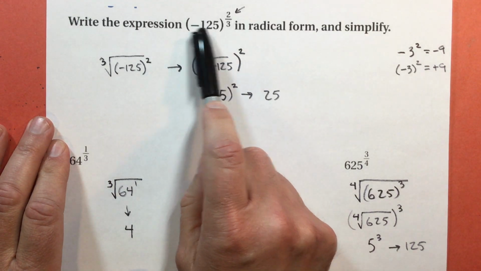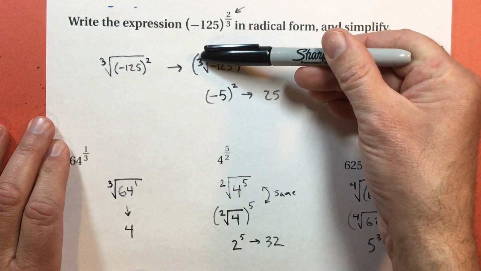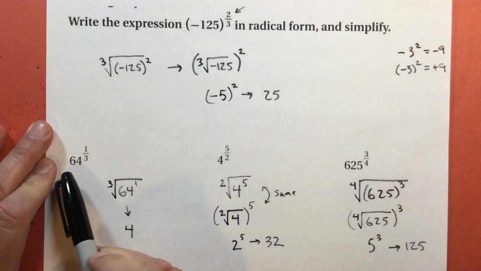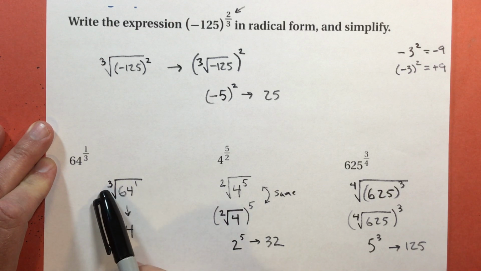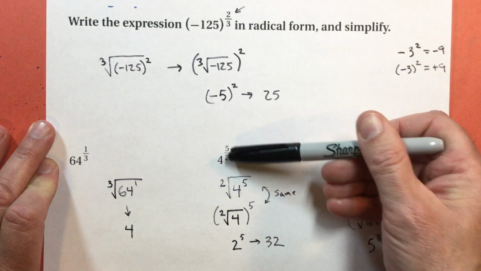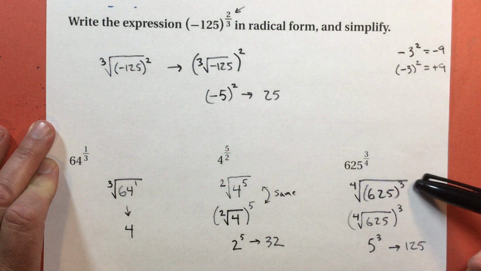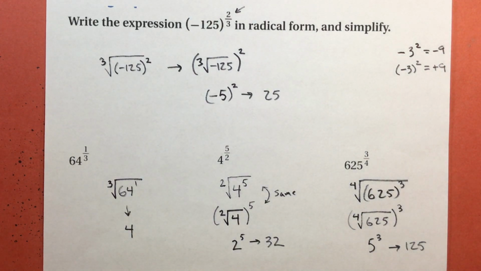So when I had this number to the 2/3 power, the 2 is the exponent, the 3 is the index of the radical. When I had 64 to the 1/3 power, the 1 is the exponent, and the 3 becomes the index of the radical. Same thing. 5 is the exponent, 2 is the index, 3 is the exponent, 4 is the index. And then after that, you can simplify. In the next video, we're going to reverse that.